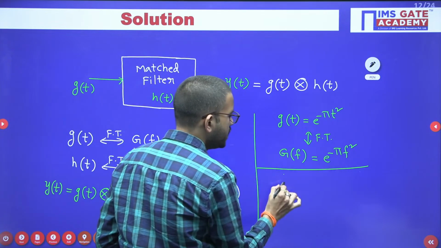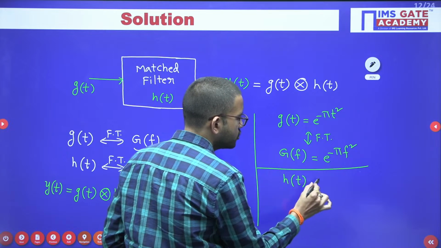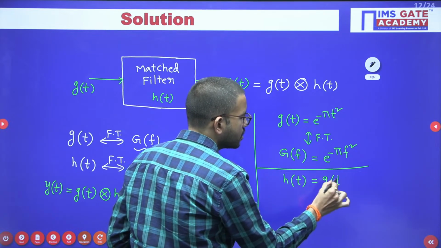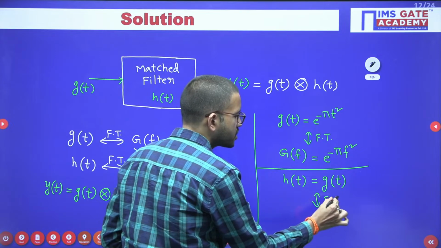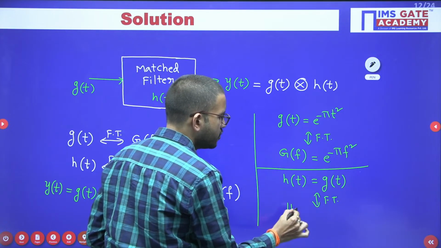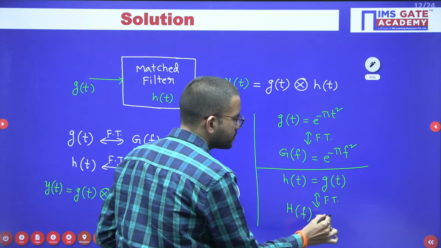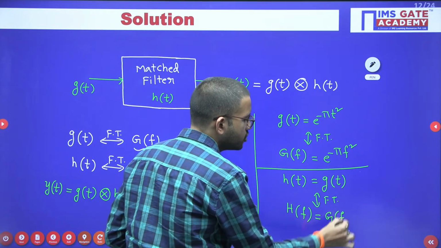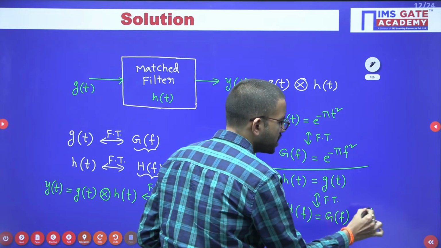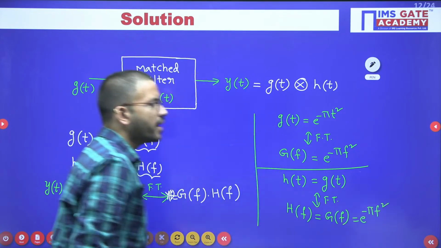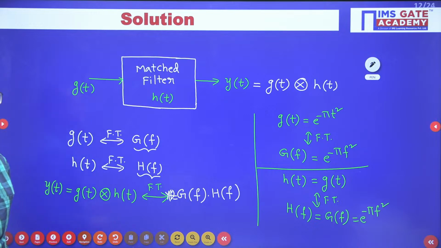So that means here you can consider h of t equal to g of t. When you apply Fourier transform, you will get H of f equal to G of f, which is nothing but the same function, that is e power minus pi f square. Okay, right.